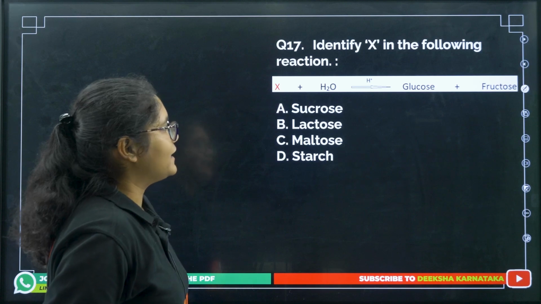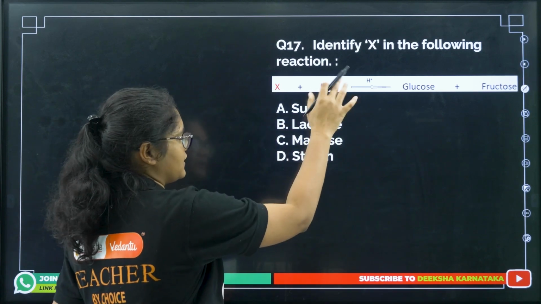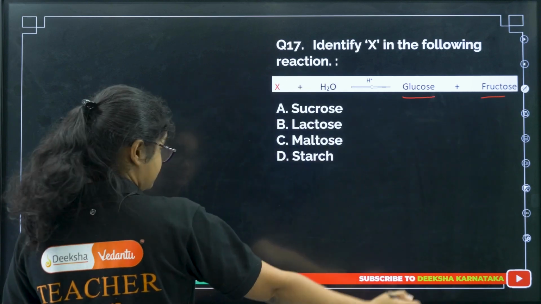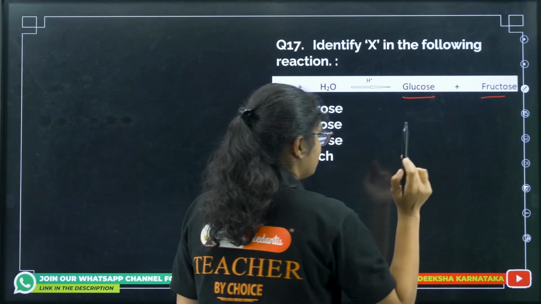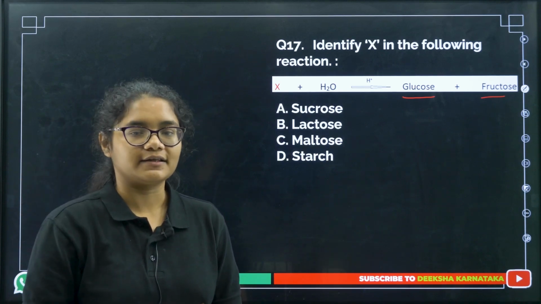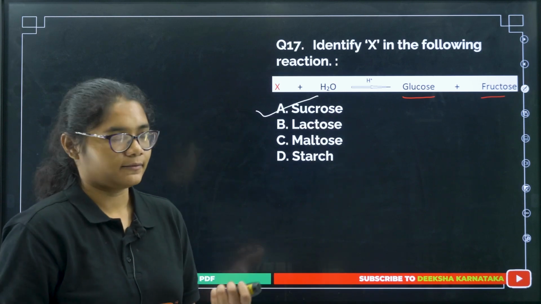Next, identify X in the following reaction. So there is some X, and on hydrolysis we are getting glucose and fructose. Now you should remember which disaccharide gives you glucose and fructose. It is none other than sucrose, right? So the correct answer will be option number A here.